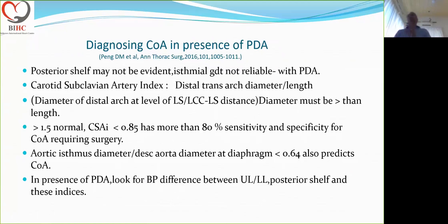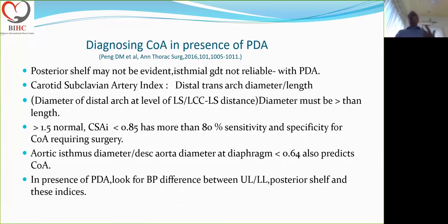What I mean is, we have already said coarctation in the neonate is very likely to be associated with hypoplastic arch. So if you can't see the coarct itself, look for arch hypoplasia. The distal transverse arch, if you take its length and its diameter, that diameter should be more than the length. To say that the distal transverse arch is adequate, the diameter should be more than the length. If it is less, then the distal transverse arch is hypoplastic. And that is very likely to be associated with a coarctation a little downstream, even though you haven't seen the coarctation.